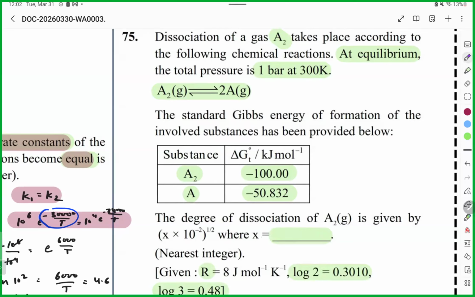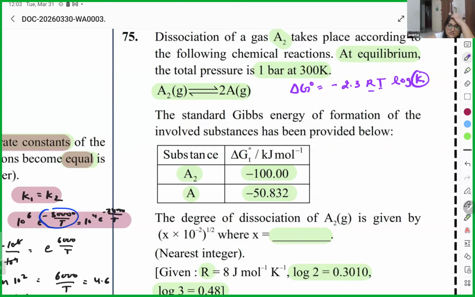So remember, Gibbs free energy standard formula is equal to minus 2.303 RT log K. Understood? Log K at equilibrium. Temperature is given, R given, you have to identify K. Delta G naught. How to calculate delta G naught in this case? So delta G product minus delta G reactant we will do, right? Yes. So what is the product?